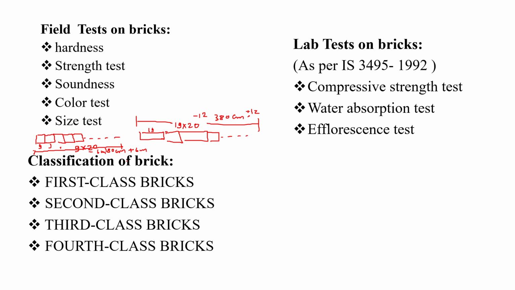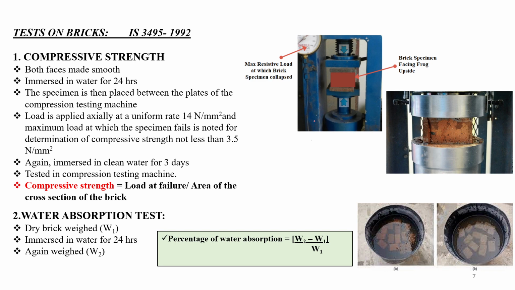Now come to the lab tests: compressive strength, water absorption, and efflorescence test. We are going to discuss them one by one. These tests are performed as per IS 3495:1992. This is the IS code which we will follow.